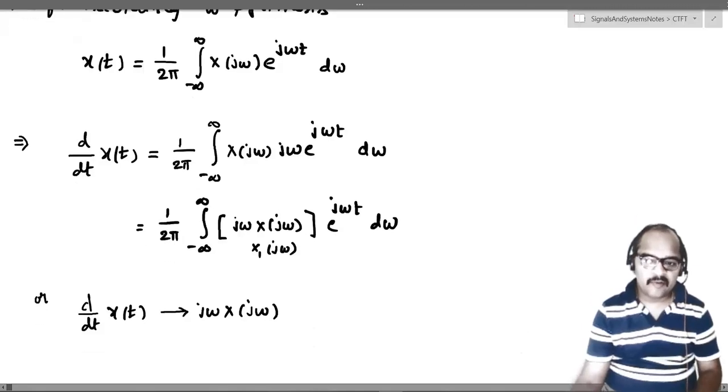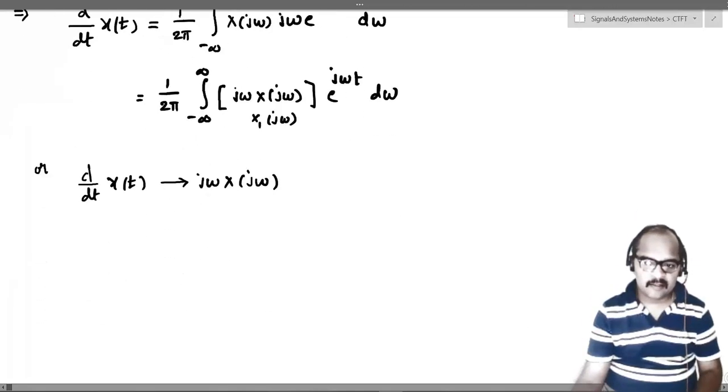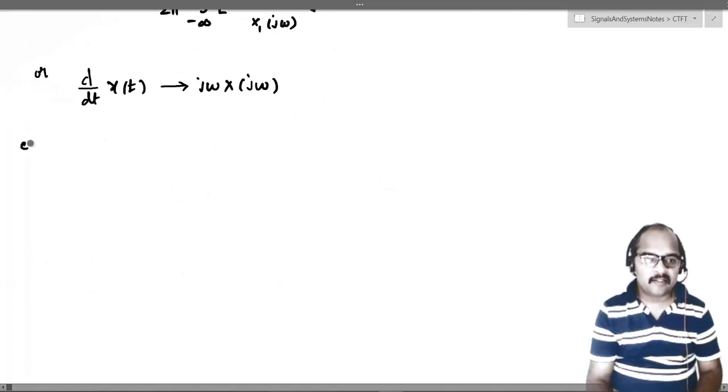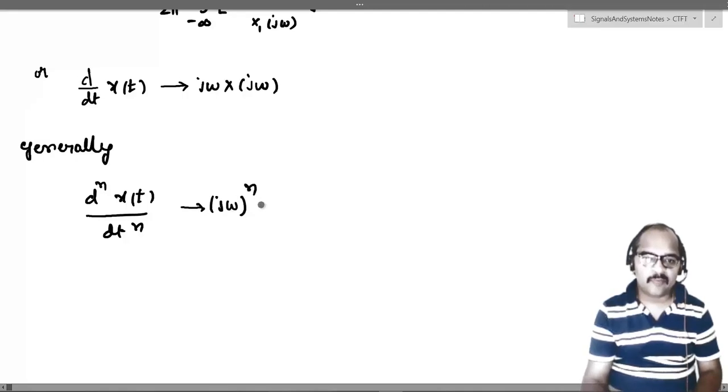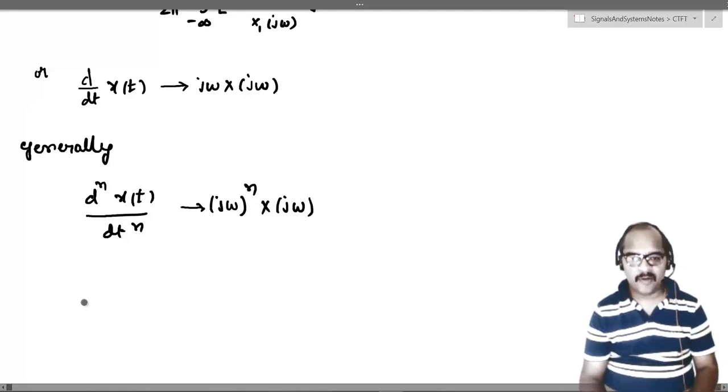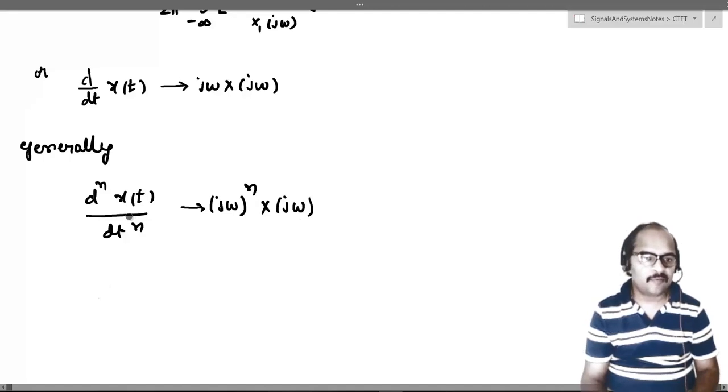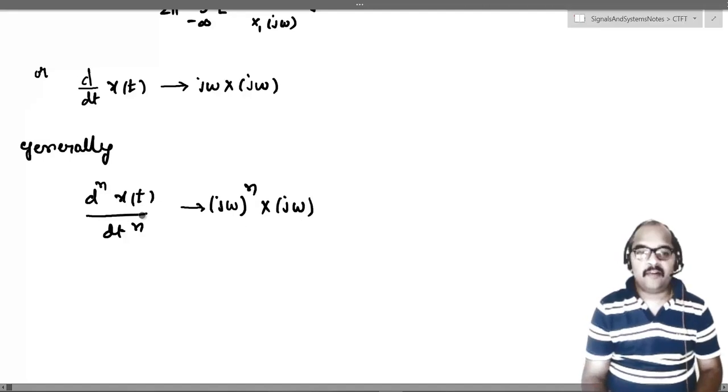Okay, so we can generalize this. What do I mean by that? Generally, if I differentiate this n times, d power n x of t divided by dt power n will have, if you differentiate once you get j omega, if you differentiate n times you get j omega whole power n multiplied with x of j omega. So that would be the Fourier transform of the nth derivative of x of t.